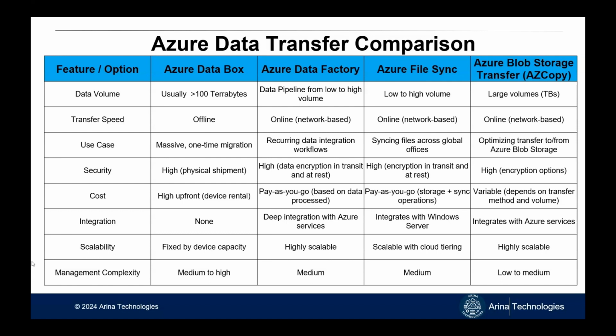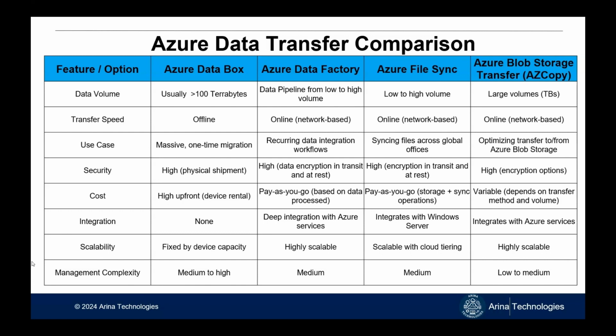Data Factory is going to be based upon network usage, where you're going to be transferring the data over the network. So the network speed is going to determine the rate of transfer and the rate of processing. Likewise, file sync as well is going to be network based. What is your data transfer synchronization that happens? And likewise, AzCopy as well. It happens over the internet.